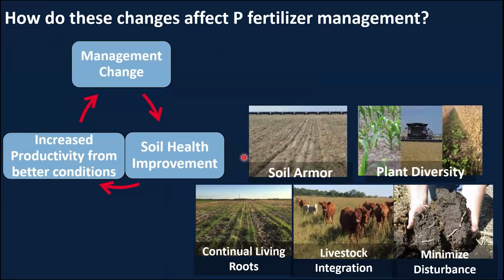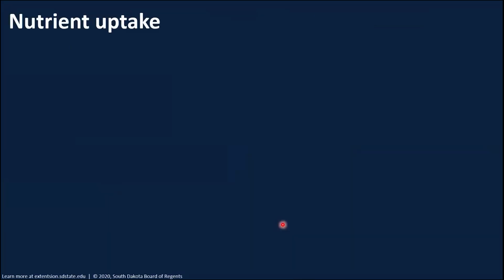So again, we're kind of taking back this picture. We're looking at these management changes and how they affect soil health when we do these different aspects. How do they affect phosphorus fertilizer management? That's kind of our big question today: when we start doing some of these, how does that affect phosphorus? Before we focus more on specific studies, I want to remind ourselves of how these crops are taking up nutrients and how a lot of what we're doing can potentially affect that nutrient uptake.